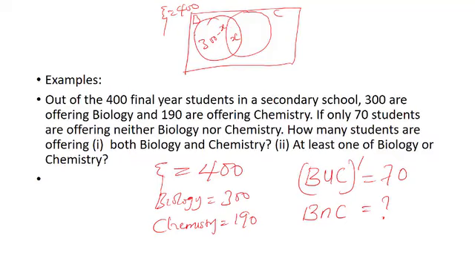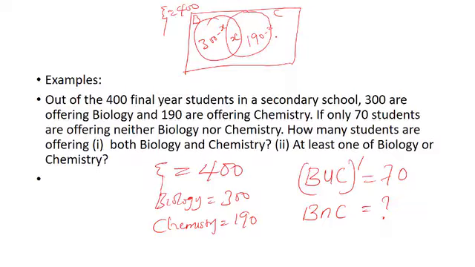Because this is biology, the whole of here is 300. But since we've taken away x, x is the point that is common between these two, so here will now be 300 minus x. Chemistry will now be the same thing, 190 minus x, this point. You've seen the diagram? Okay. Now we are looking for what is outside here.